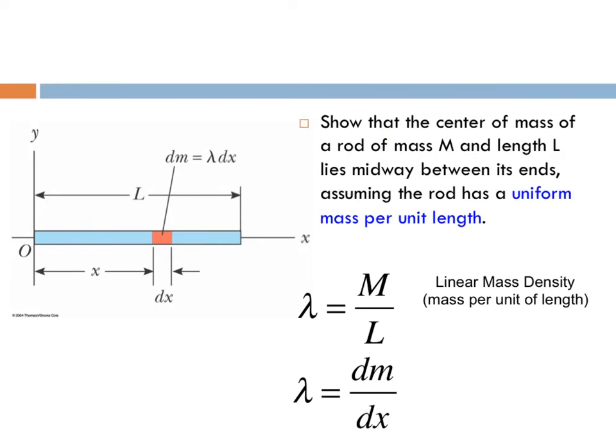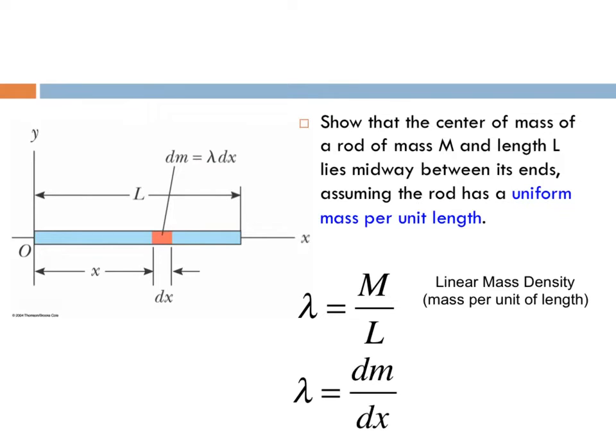So we know that if we look at a rod that is uniform in mass, meaning that it has the same mass distribution all the way through its length, then we can assume that the center of mass would be located right at the center. Okay. Here, we're going to prove it mathematically. So we want to show that the center of mass of a rod of mass m and length L lies midway between its ends, assuming the rod has a uniform mass per unit length.